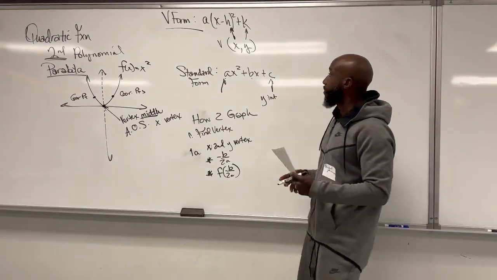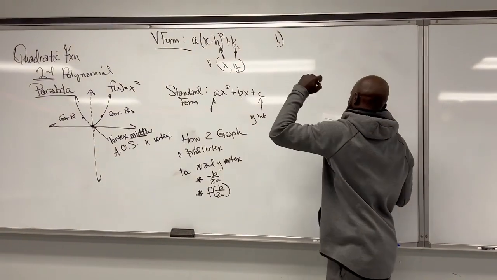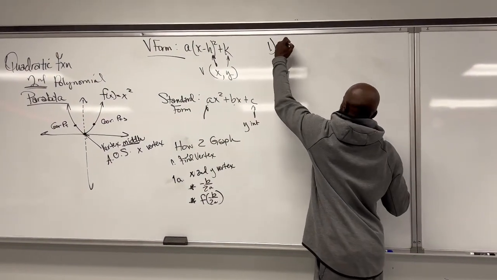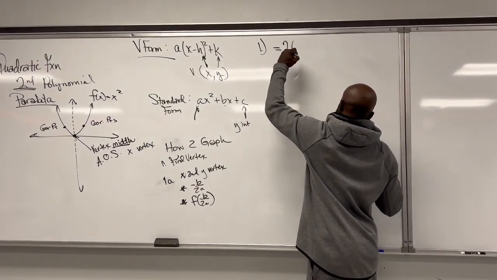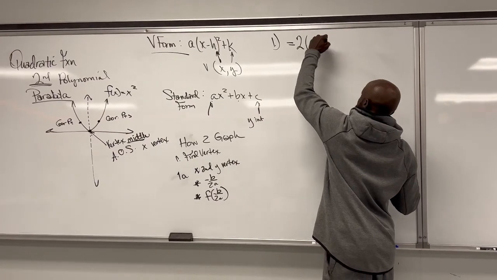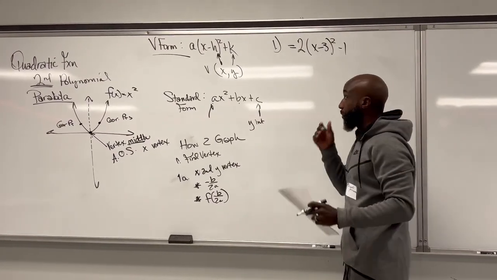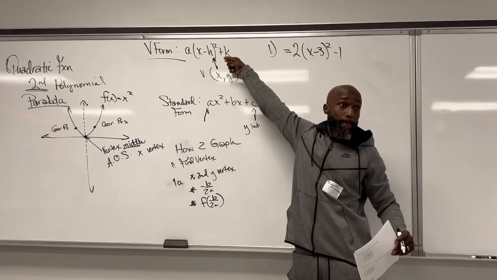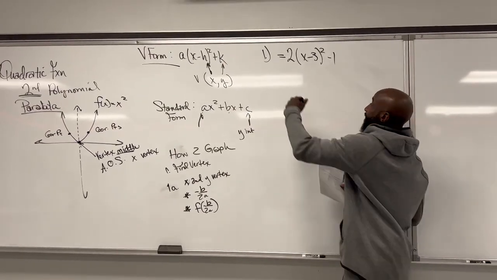Let's look at the first equation here. Number one, we're just going to sketch it here because I don't have a grid. 2 times (x minus 3) squared minus 1, okay? So this is in vertex form. What is h in this problem?